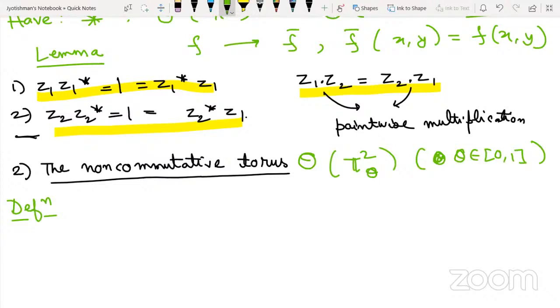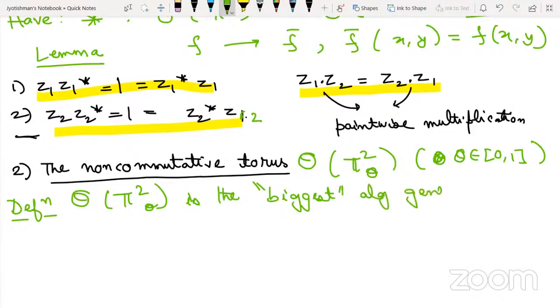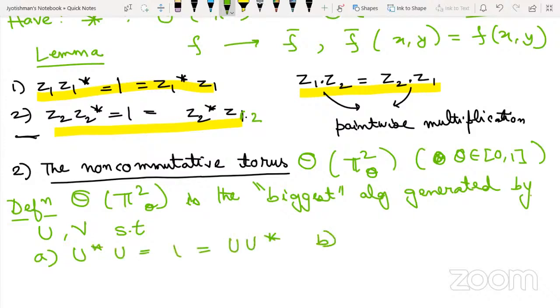Z2 star Z2. Oh, yeah. Thank you. So OT2 theta is the biggest algebra generated by U, V, some symbols such that: A, U star U is equal to 1 is equal to U U star. B, V star V is equal to V V star.